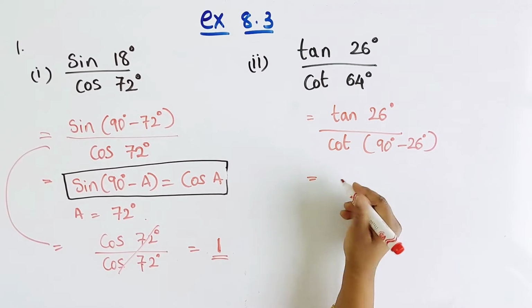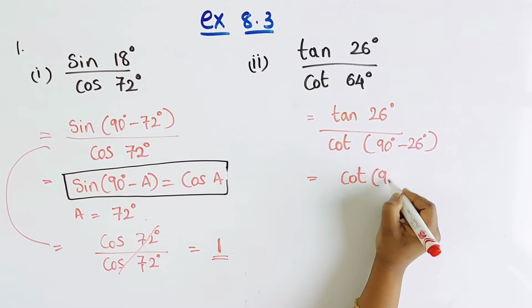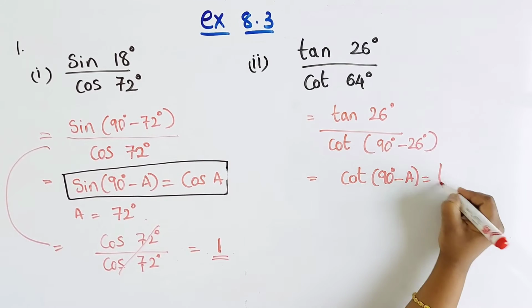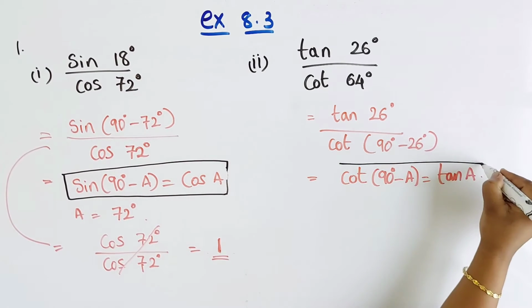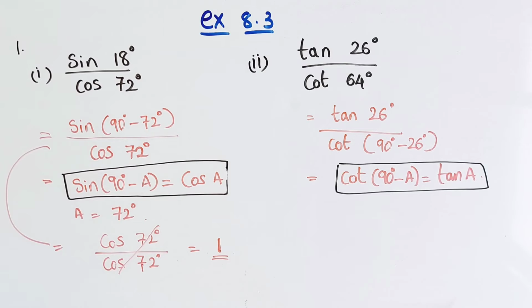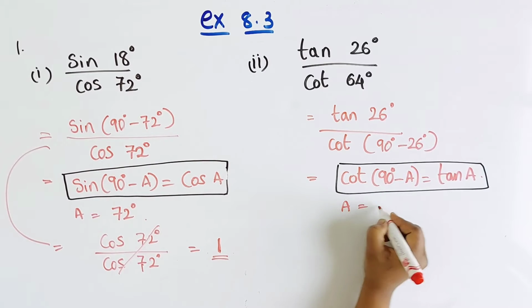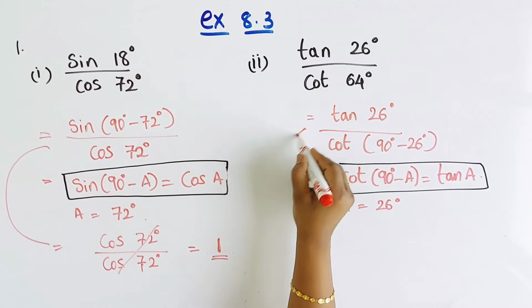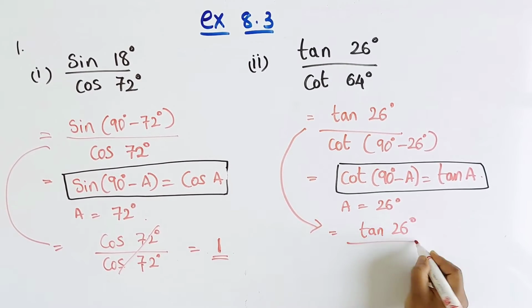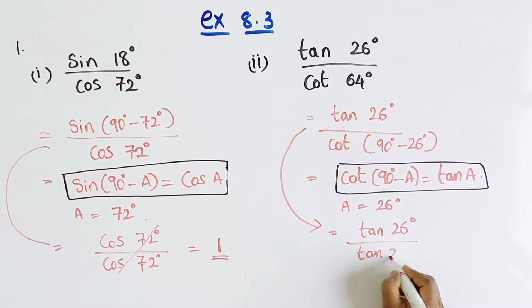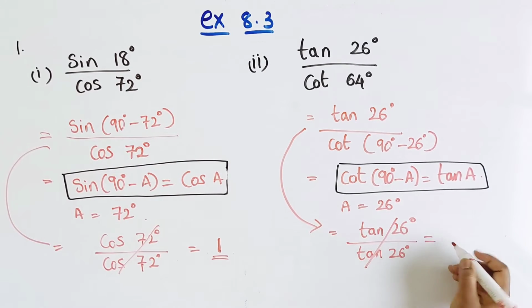What is cot 90 minus a, children? Just now we have learned cot 90 minus a equal to tan a. Right. Cot 90 minus a equal to tan a, children. Here a equal to 26 degrees. Now apply the formula here. So tan 26 divided by cot 90 minus 26, that equal to tan 26 again. Now both are same. Let cancel each other. So what is the answer here? 1. Right, children?